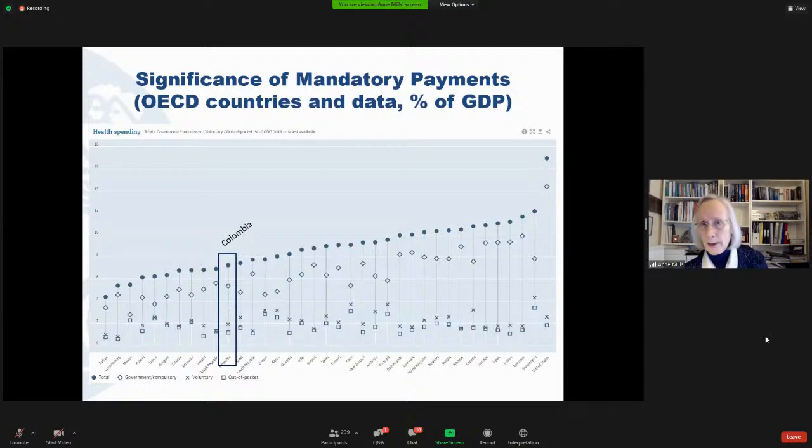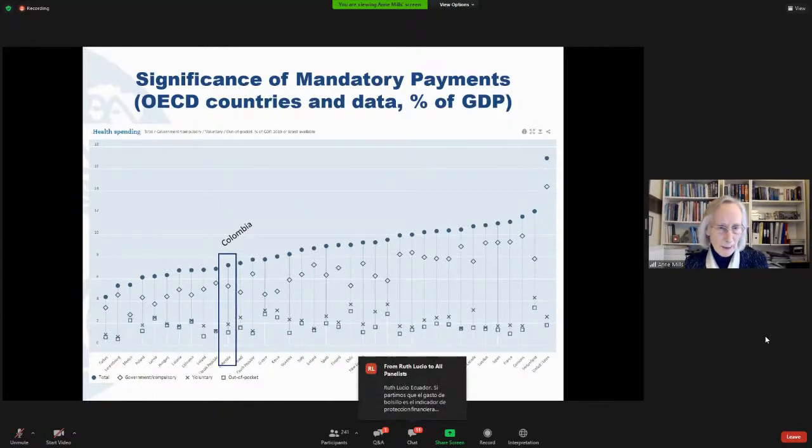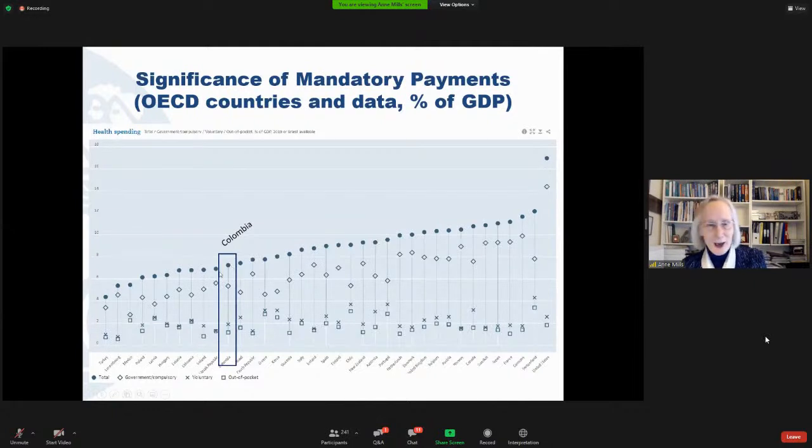And this is recent OECD data. It covers the countries in the OECD. This shows total health expenditure as a percent of GDP. It may be a bit difficult for you to read the legend, so just to clarify, these round circles are total health expenditure as a proportion of GDP. These diamonds are government and compulsory health expenditure, that's taxation and social health insurance and payroll tax. The cross is voluntary insurance, and then the square is out-of-pocket payment. And just since I'm speaking to Colombia, I show you there.